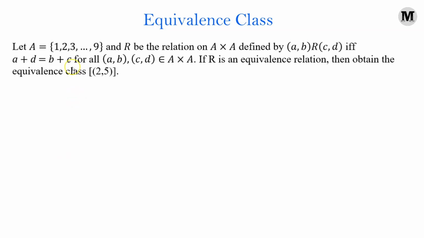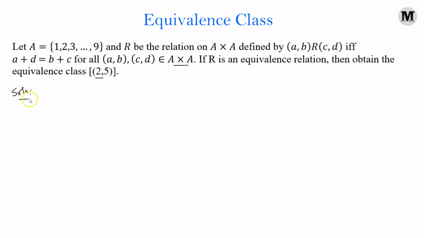Let A be the set containing the elements 1 to 9, and R is a relation on the Cartesian product of the set A with itself, defined by the ordered pair (a, b) is related to the ordered pair (c, d) if and only if a + d = b + c for all ordered pairs (a, b) and (c, d) belonging to the Cartesian product. If R is an equivalence relation, then we need to obtain the equivalence class of the ordered pair (2, 5). Okay, let us begin.